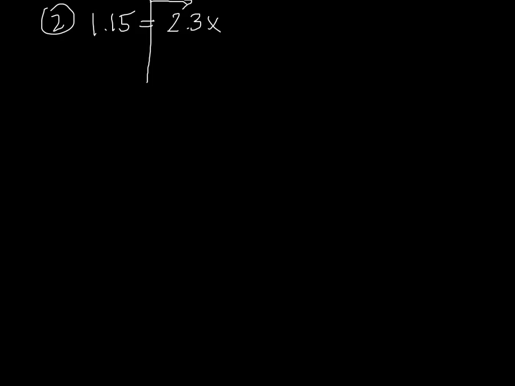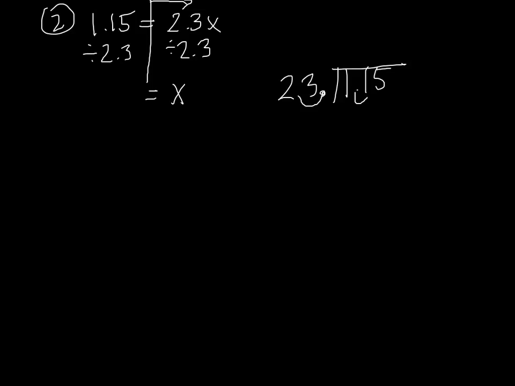So right now it says 2 and 3/10 times x, so that means I need to divide both sides by 2 and 3/10. All right, so now this is where it gets tricky. On the right side, I'm left with x. That's easy peasy. But on the left side, I have to do 1 and 15/100 divided by 2 and 3/10. Again, I can't have any decimals on the outside of my dividing sign, so I have to move that over one spot. So now what I have is 11 and 5/10 divided by 23.